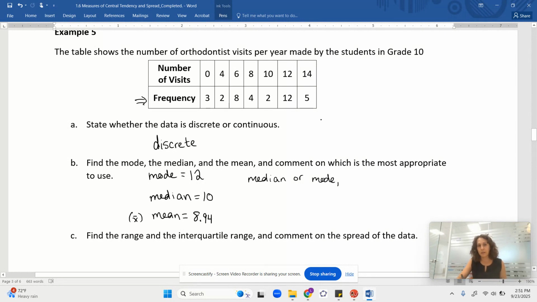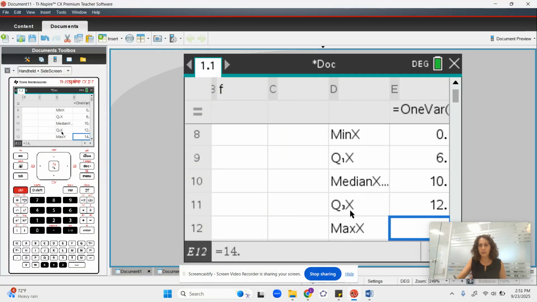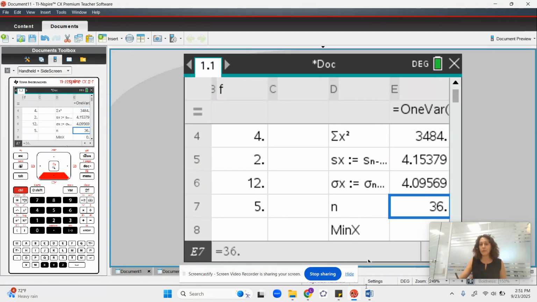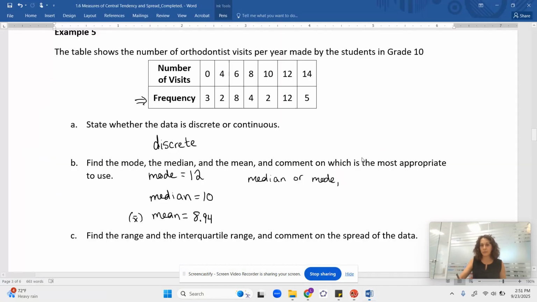If I see how many total students I had, if you want to know the total frequency, the calculator also tells you that. The total frequency is N. So I have 36 total students. If I were to add all of these together, I'd get 36. And I can see 12. If I add these together, I have 17, 19 there. So I have 19 students out of 36 who went 10 or more times. That's over half of my students.